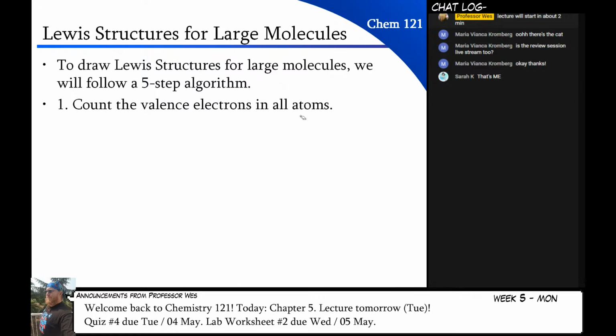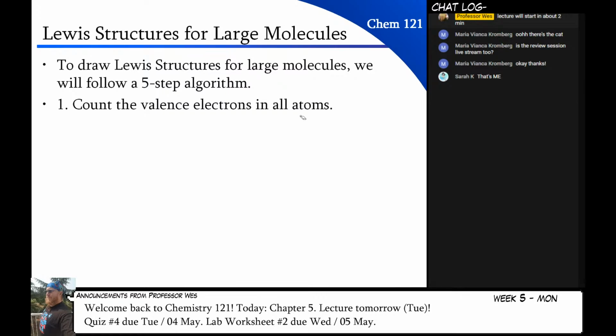So the first step is count your valence electrons. We did that for individual atoms on the periodic table. You could do that for a molecule just as easily. Like if a carbon gives you 4 and 2 oxygens each give you 6, there would be 16 total because you just add the numbers together. And you'll see that in a second.